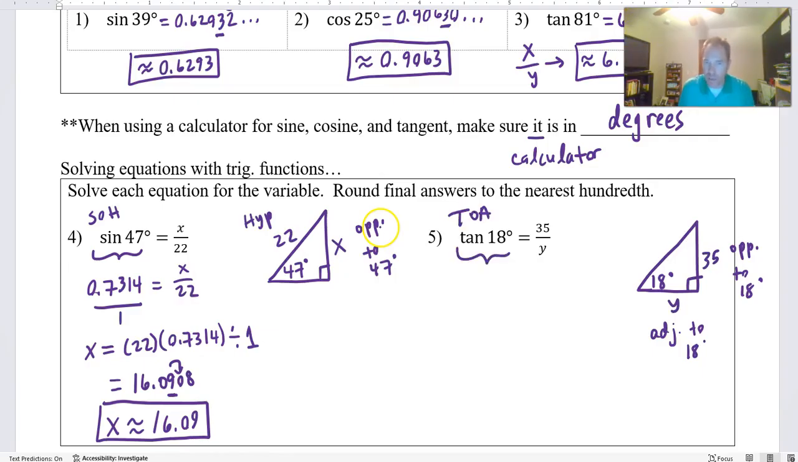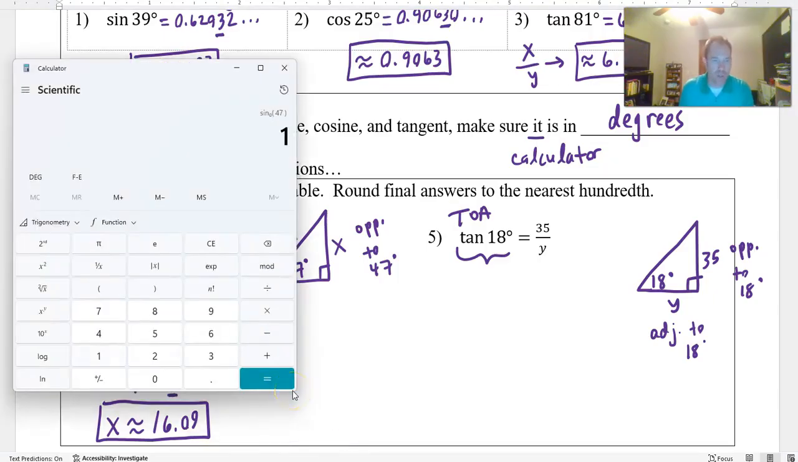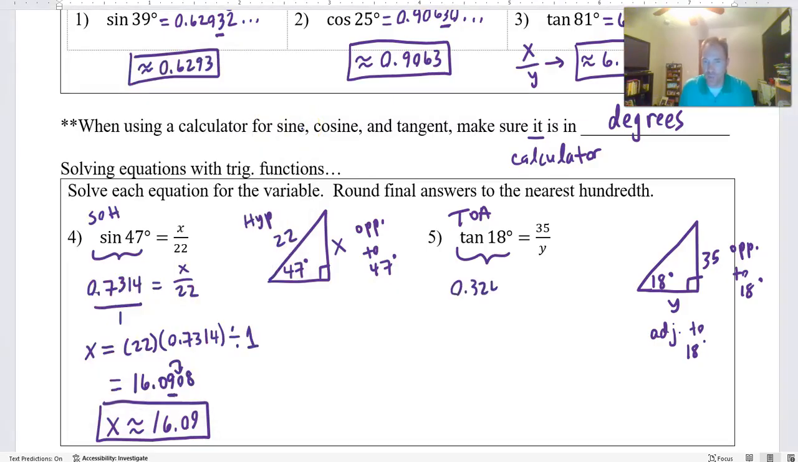So I can go to the calculator and say, all right, hold on, I can do the tangent of 18 on the calculator. What does the calculator tell me? If I can bring that up here, 18 degrees has a tangent of 0.32491. I'm going to round that to 0.3249. Now this one here is, within the last problem, if you're just like, oh, I could just multiply both sides by 22, that would cancel.